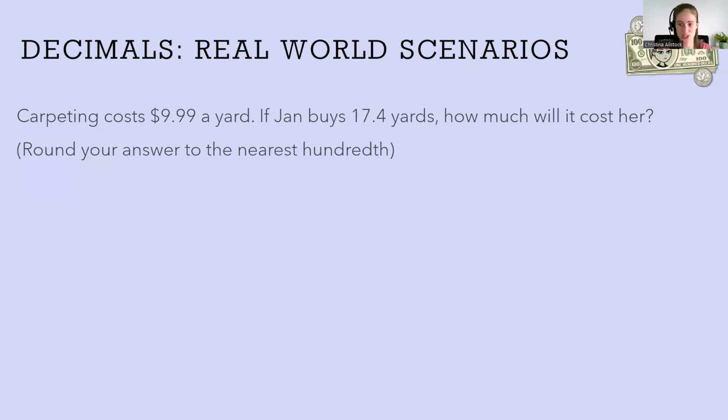All right, let's review the answer. So we know the individual price per yard of the carpet. That would be $9.99, and that's per one single yard. But Jan is buying 17 4/10 of a yard. So if we want to know how much it's going to cost her, that's going to be the total. We're going to multiply these two values together. So we have $9.99 being multiplied by 17 4/10 of a yard.